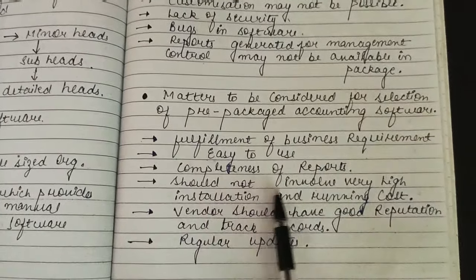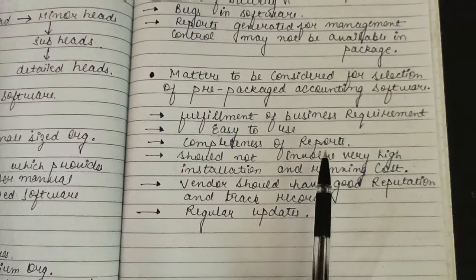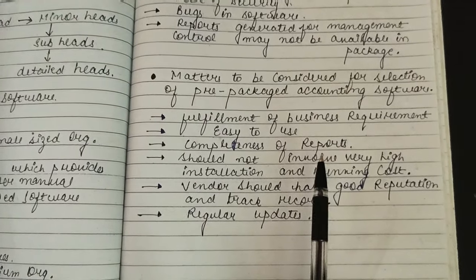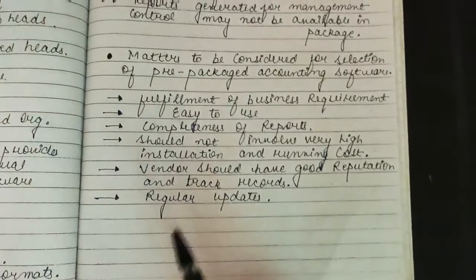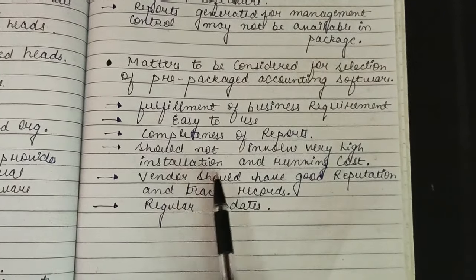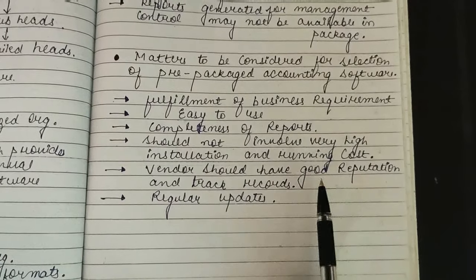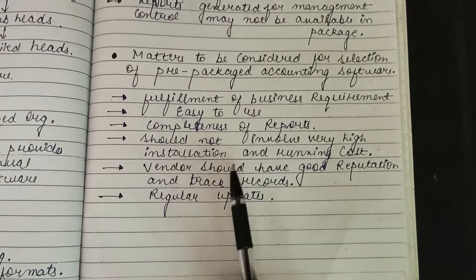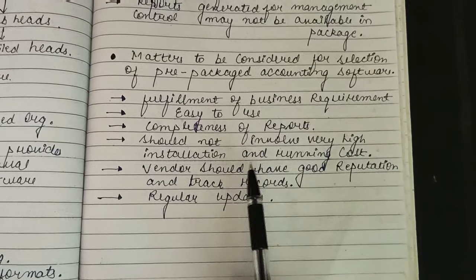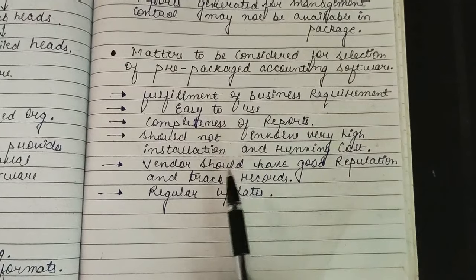The third one is completeness of reports. The purchaser should ensure whether the available software can provide all the reports required by business or not. And it should not involve very high installation and running cost, of course, or else it will not benefit the organization because the cost will be very high. Okay, so we should see that the cost is not very expensive.